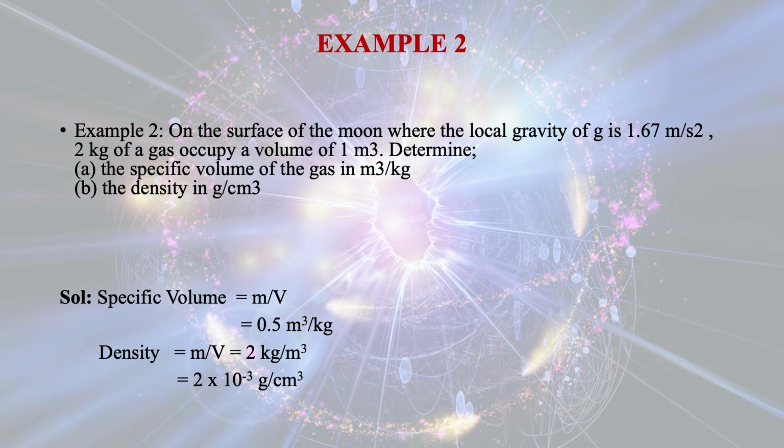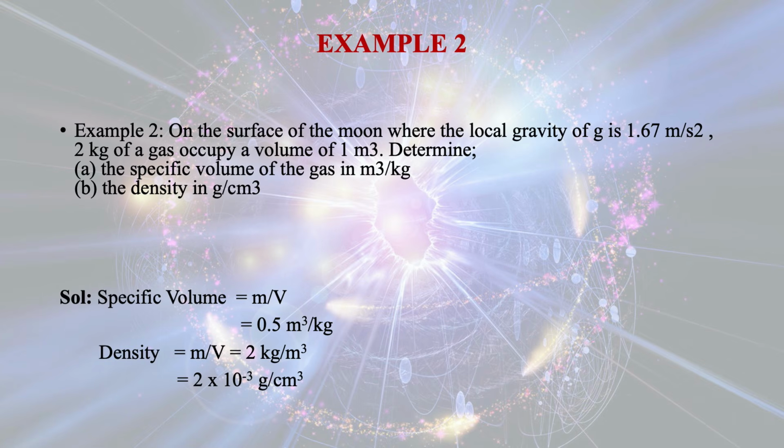On the surface of the moon, where the local gravity g is 1.67 meter per second square, 2 kg of a gas occupy a volume of 1 meter cube. Determine the specific volume of the gas in meter cube per kg and density in gram per centimeter cube. The specific volume is volume per unit mass. So volume is given as 1 and mass is given as 2. So the final result will be 0.5 meter cube per kg. That is the specific volume.